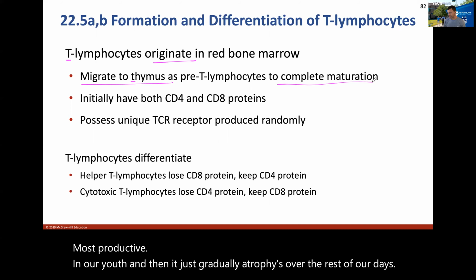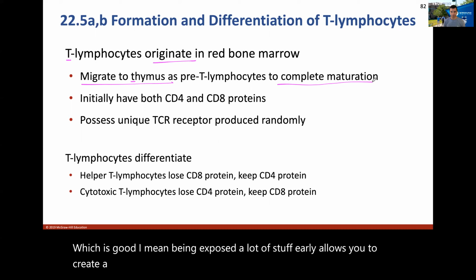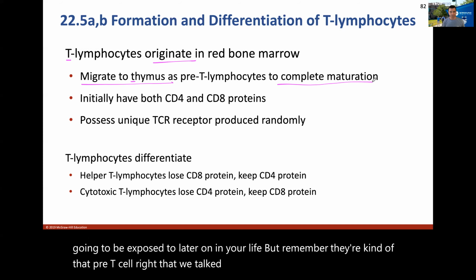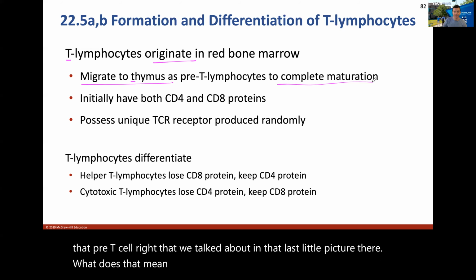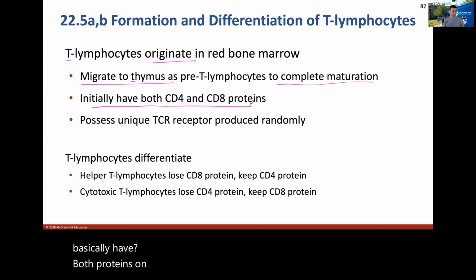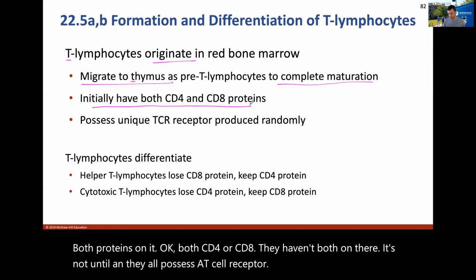Which is good. Being exposed to a lot of stuff early allows you to create a nice army of T cells to be able to fight what you're going to be exposed to later on in your life. But remember, they're that pre-T cell that we talked about in that last little picture. What does that mean when they're pre-T cells? When they're pre-T cells, they have both proteins on them, both CD4 and CD8. And they all possess a T cell receptor that's randomly generated on it.